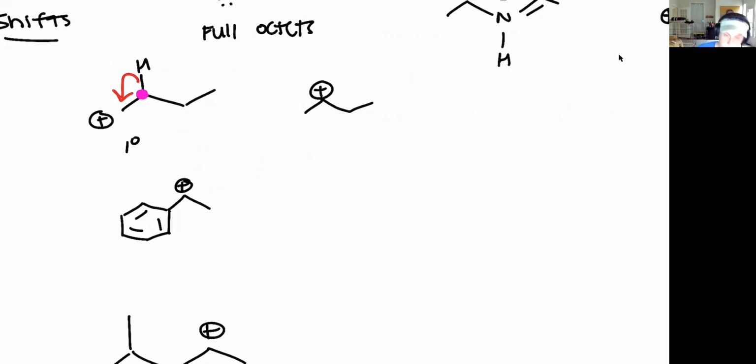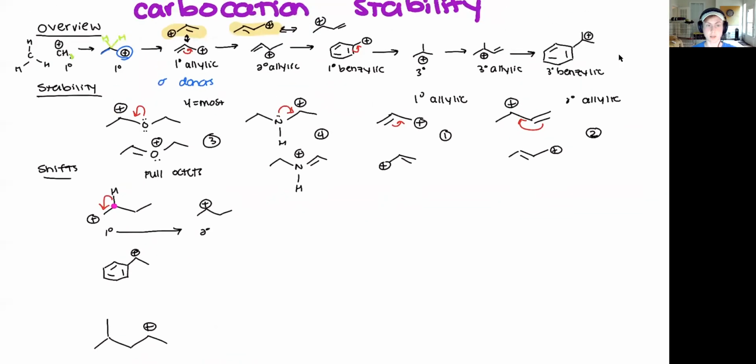But if we look at the stabilities, we go from a primary to a secondary. So that is a win. That is better. When we look at the stability, secondary is more stable than a primary.